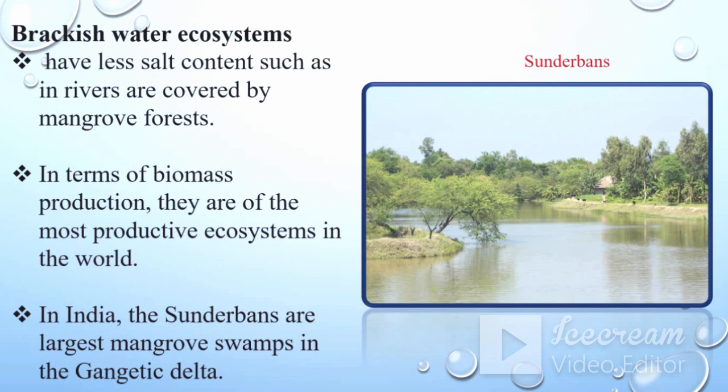Next, brackish water ecosystems. Brackish water ecosystems have less salt content, such as in rivers or areas covered by mangrove forest. In terms of biomass production, they are among the most productive ecosystems in the world. In India, the Sundarbans are the largest mangrove swamps in the Gangetic Delta.